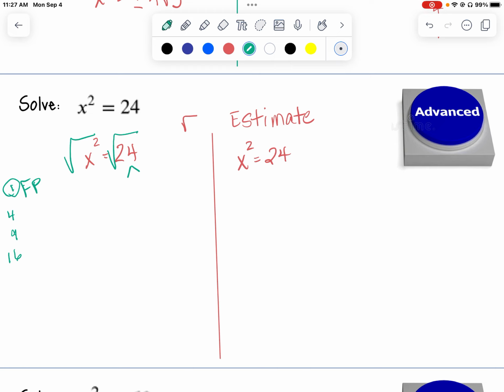Well, the only one that works with 24 is 4, because 4 times 6 is 24. And I can pull out the 4 and take the square root of the 4 and get 2. 6 stays. 6's factor pairs are 2 and 3, and they don't have any perfect squares. Neither one works. So in simplest radical form, plus or minus 2 radical 6.